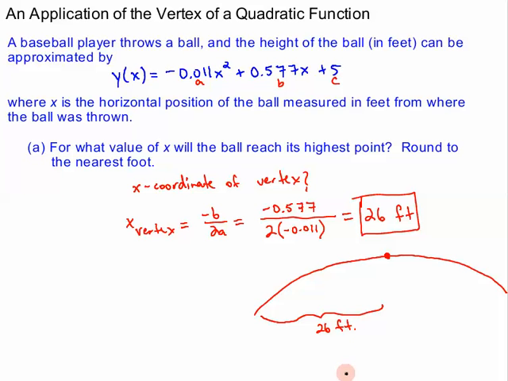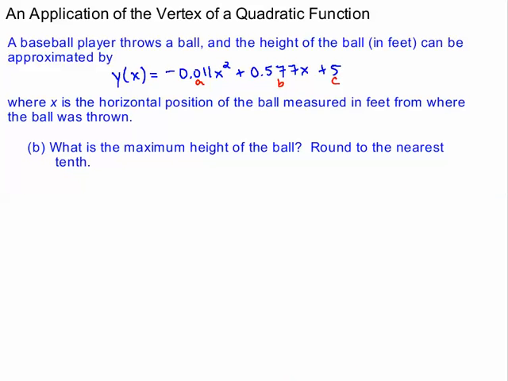Okay, let's try to answer part B of this question now. So now they ask for the maximum height of the ball. They don't tell you if you need x or y, but if you go back to the problem, the height of the ball can be approximated by this function. So that means the height is the function itself, which is y. So now this question is literally asking what the y-coordinate of the vertex is. That's what it's asking for, because the vertex is the maximum, so we want to know the maximum height, and that's the y-coordinate in the vertex.